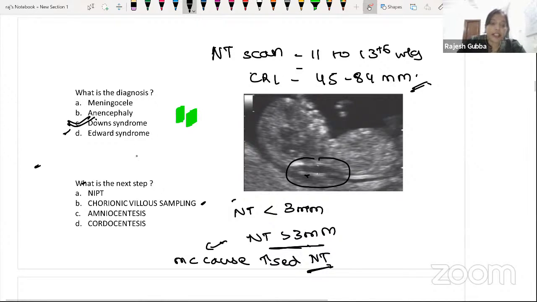What should be your next step if NT is showing Down syndrome? And always remember, in the NT scan, you'll also see the nasal bone. Here we have absent nasal bone. So what should be your next step when NT is showing absent nasal bone?